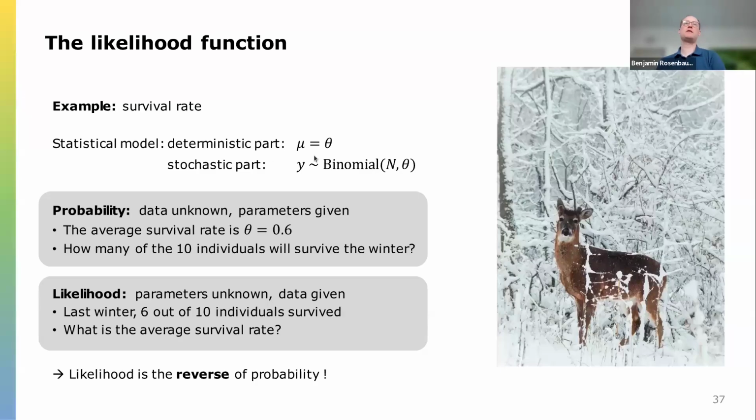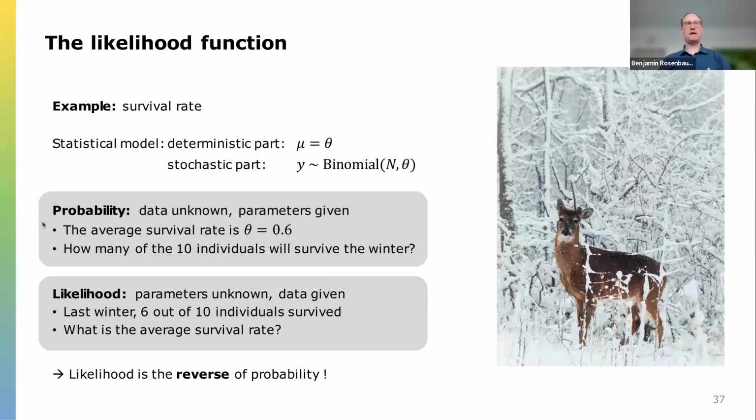Here, the deterministic part is quite easy. It's just the mean survival rate, right? So there's no predictor involved. I just want to fit the mean survival rate. And the stochastic part now is how the data is distributed around the mean prediction. And here the mean prediction is just the mean survival rate. That's the predictor.